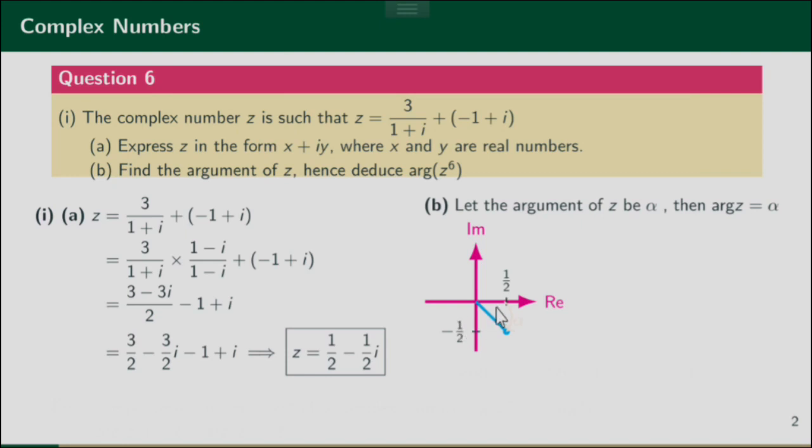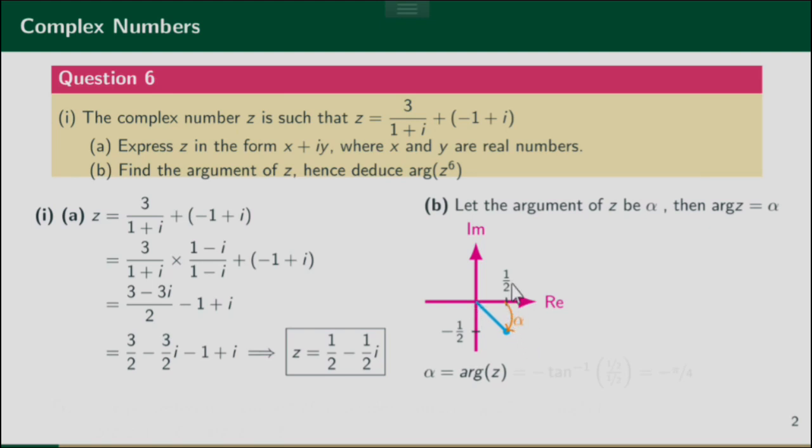So I have to reverse my direction and measure it in the clockwise direction. And also my argument would be negative because the direction has been changed. So this is, of course, the argument I am looking for, and alpha is that argument, which is equal to arg z. To obtain the value of alpha, I can find the ratio of the opposite length to the adjacent length, so I can use tan. Tan alpha gives me the opposite length, which is half, divided by the adjacent length, which is half.